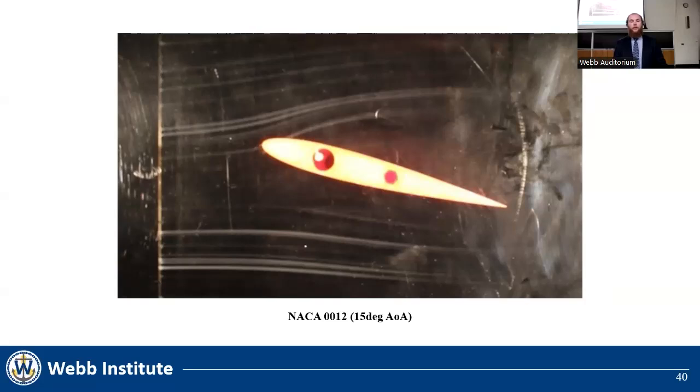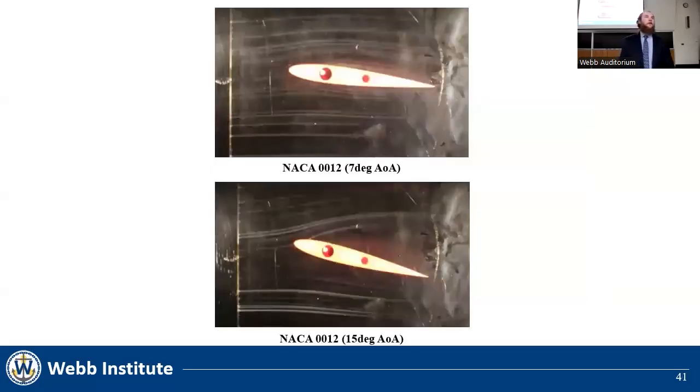Once again, the airflow around the foil can be clearly seen. If we look at these two photos together, we can clearly see expected airfoil theory. In the 7-degree condition, the airflow remains attached to the foil, while in the 15-degree condition, the foil has stalled. A clear separation region can be seen in the flow visualization.